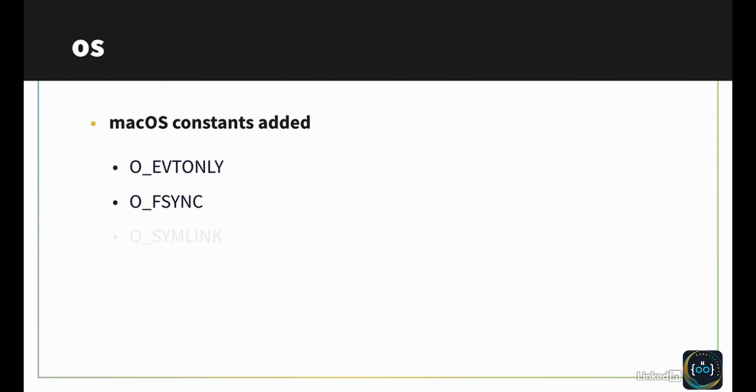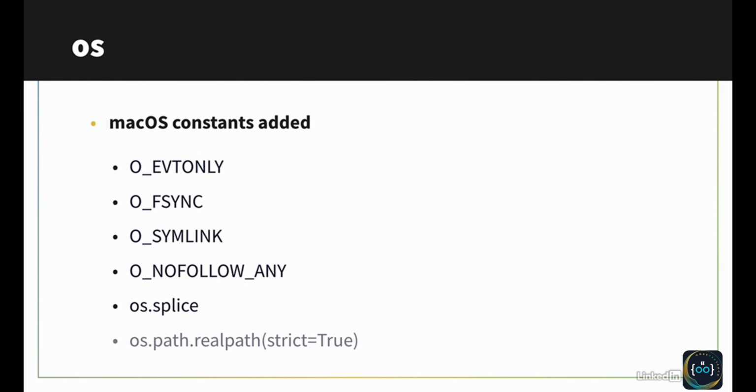On to operating system libraries now. Within the os module, there have been some constants added for interaction with macOS. A splice function has also been added to the os module, which enables data to be moved between 2 file descriptors, as long as one of these is a pipe. Additionally, os.path.realpath now accepts a strict keyword-only argument. When set to true, an OSError is raised if a path doesn't exist or a symlink loop is encountered.